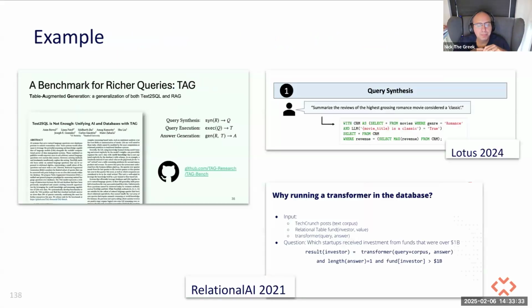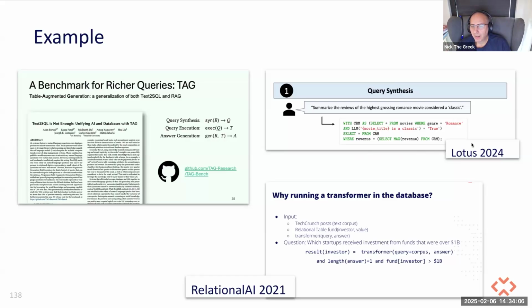They have this example over here, where you say: summarize the reviews of the highest grossing romance movie considered a classic. And here you start writing your SQL query, and at some point you have this special operator, LLM, where an LLM needs to filter the movies and decide whether each is a classic or not. That's something you don't have in your database, and that's something they did in 2024.